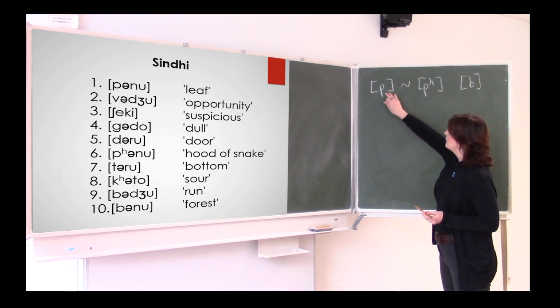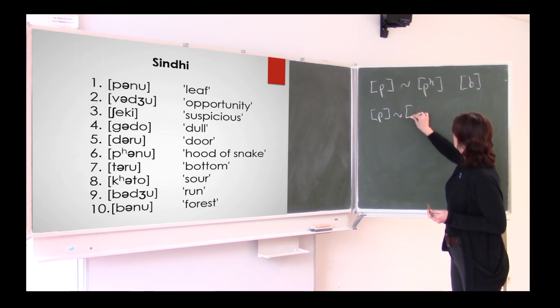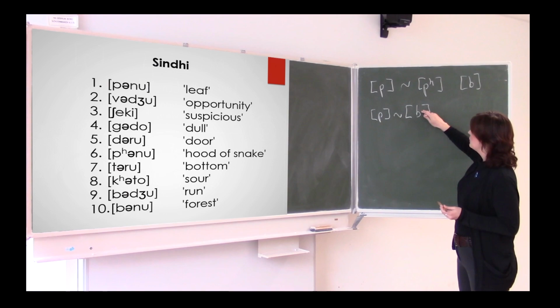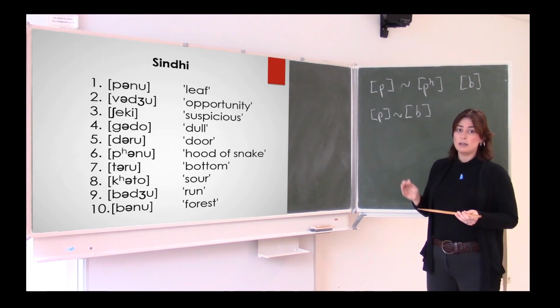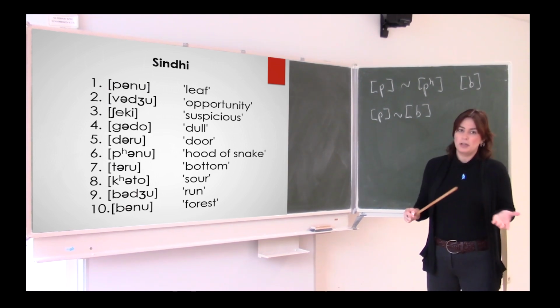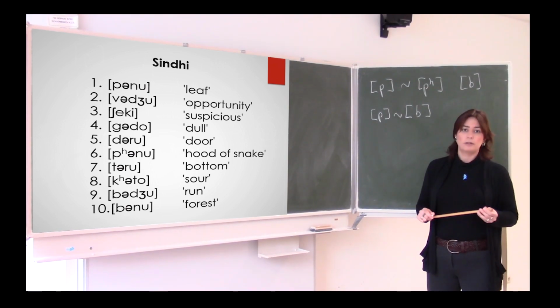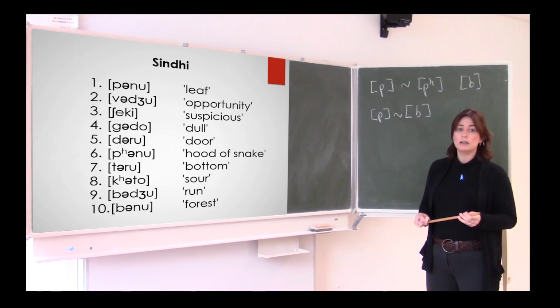So at least we know that this one is in contrast with this one. Do we have evidence of this one being in contrast with this one? Well, yes, because number 6 and number 10 are also minimal pairs. Number 6 is pano, hood of snake, and number 10 is bano, forest. Identical except for one phone, and difference in meaning. They are minimal pairs.